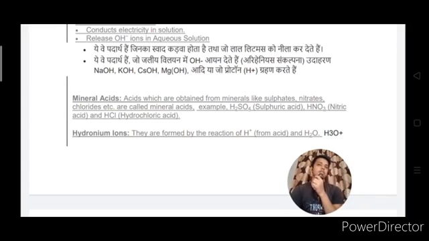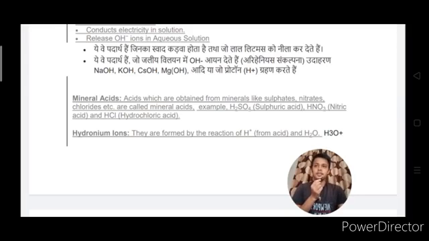Tartaric acid is a constituent of baking powder. Benzoic acid is used in food preservation. Carbonic acid is used in aerated drinks. So the drinks that are mostly used nowadays contain carbonic acid. Yes, that's the use. Also there are a lot of other uses. You will go through them after some time.